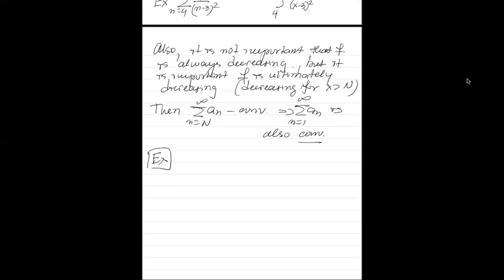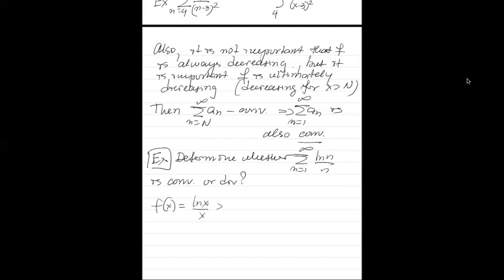Example, determine whether sigma ln of n over n, where n is from 1 to infinity, is convergent or divergent. So the corresponding function here is ln x over x, and that is a positive function, which was one of the conditions for the integral test. It is also continuous for x greater than 1. So we need that from the natural log.